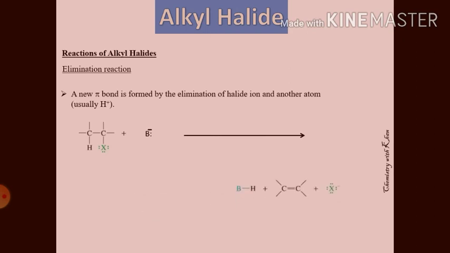Look at this. The base took hydrogen, which formed a B-H bond, and it has become an alkene. Chloride is removed as a negative ion. In dehydrohalogenation, the base abstracts a proton from the alkyl halide.